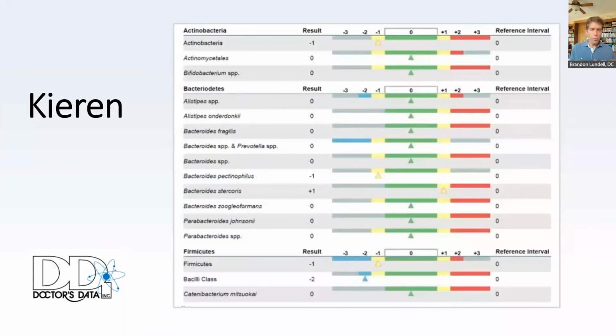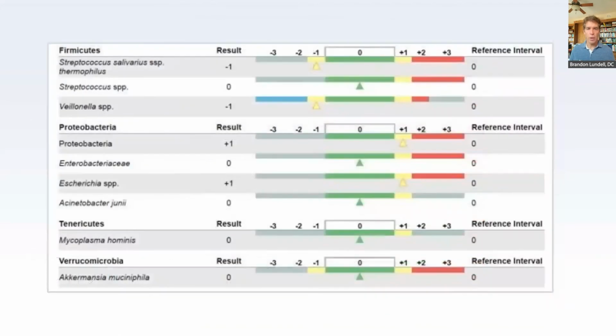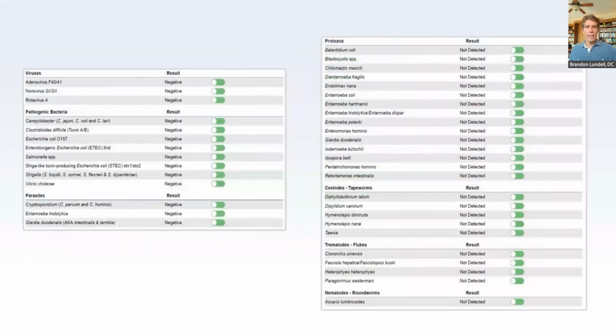So, you can go through these. I just want to show you what's tested in this test. A lot of different bacteria. You can tailor a probiotic to what you see here. Next page. And again, next page, just showing some of these. We can go through these pretty fast.